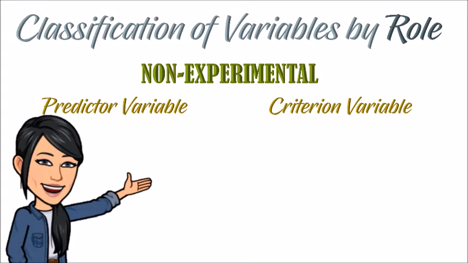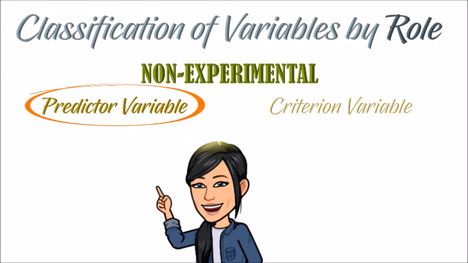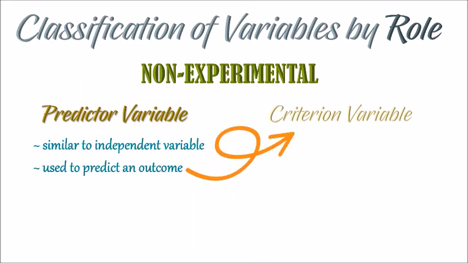We go now to the classification of variables by role under non-experimental research. We have the predictor and criterion variable. Let us begin with the predictor variable. In statistical modeling, the predictor variable is analogous to an independent variable. It is used to predict an outcome, which is the criterion variable.